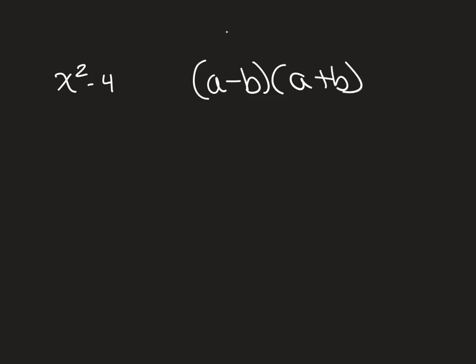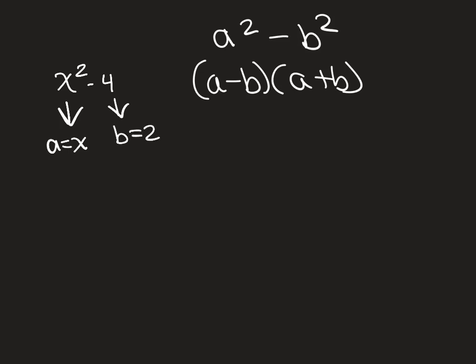Our first problem says x squared minus 4. This is one of those recognized special factoring patterns. Because we have 2 terms, a binomial, and they're both perfect squares, this is going to factor into a minus b, a plus b, because it's a squared minus b squared, 2 perfect squares. A is going to be equal to x in this case, and the square root of 4 is 2. So my b is going to equal 2.